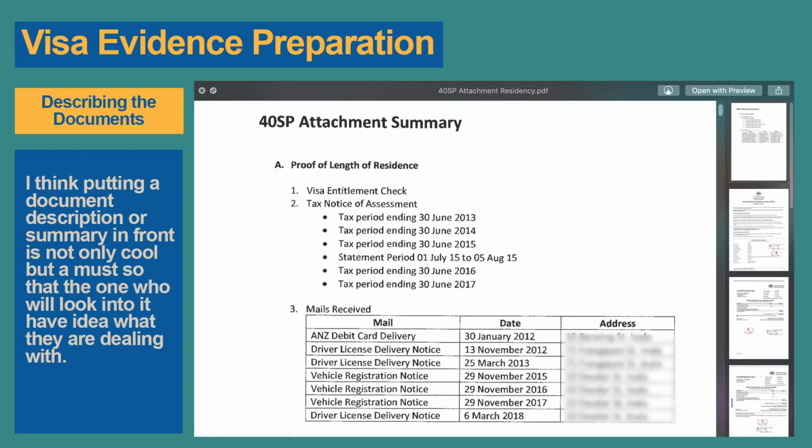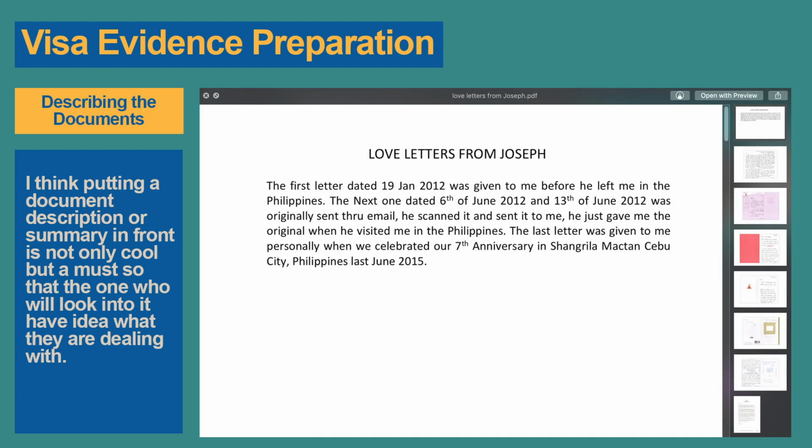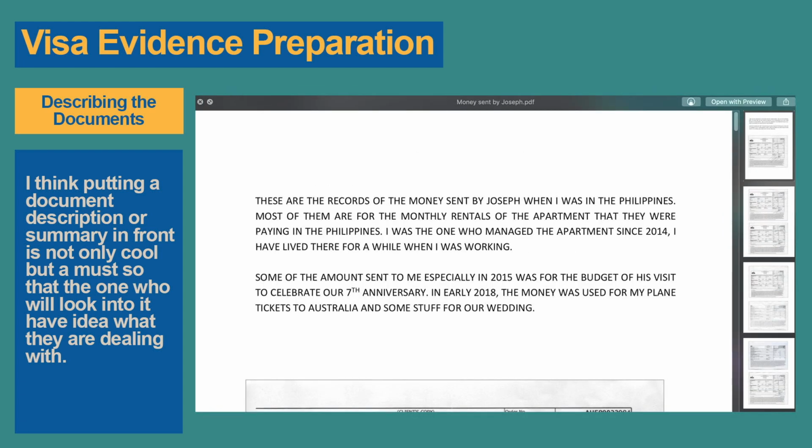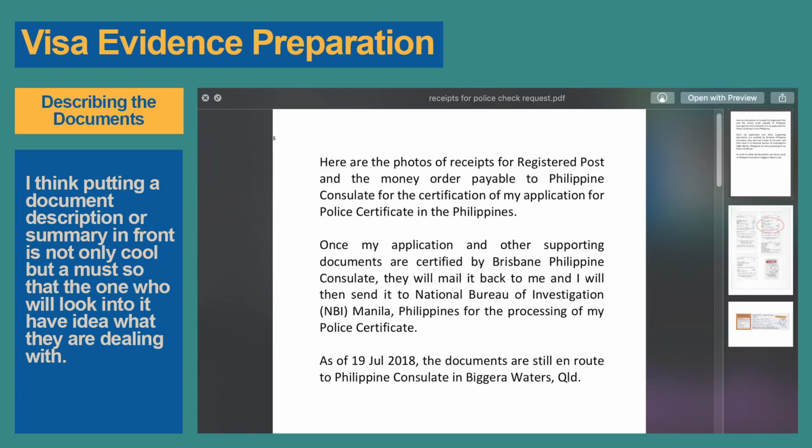Here are a few other examples of the document summary that we put in our documents. This is my 40SP attachment summary giving information about what is included in the document. More in here about love letters, money sent, and the receipt for the request for a police check to the Philippines.